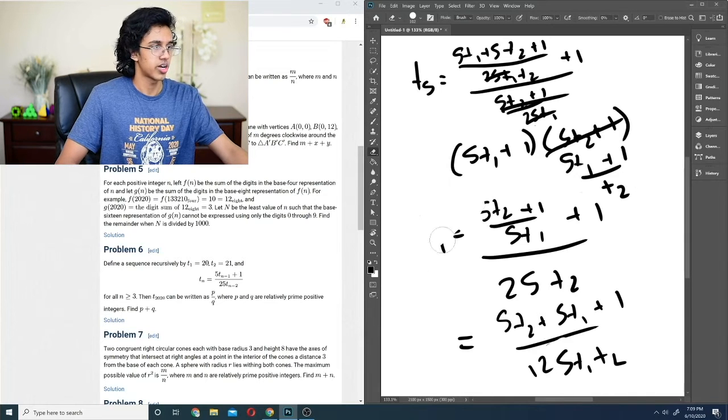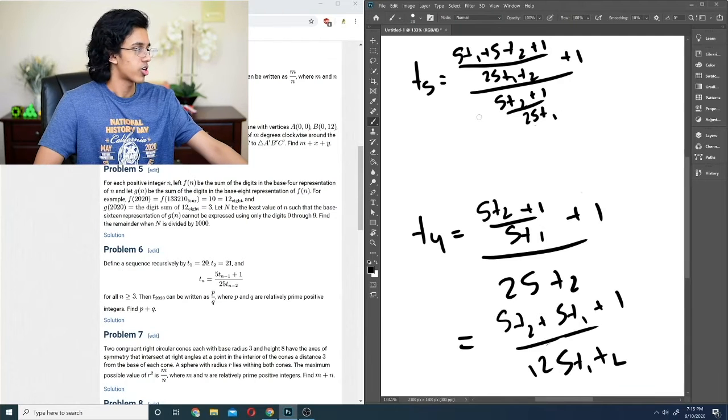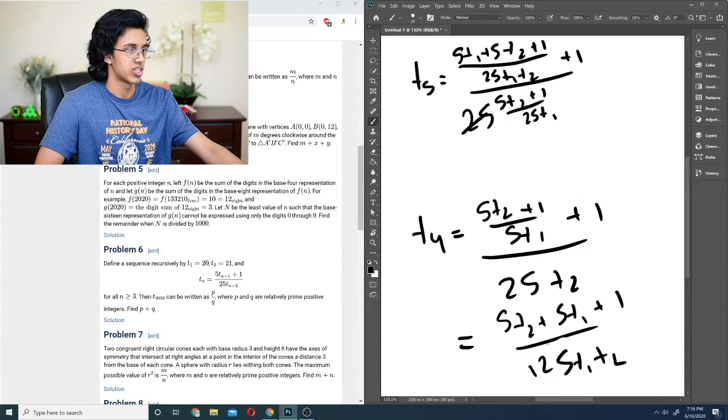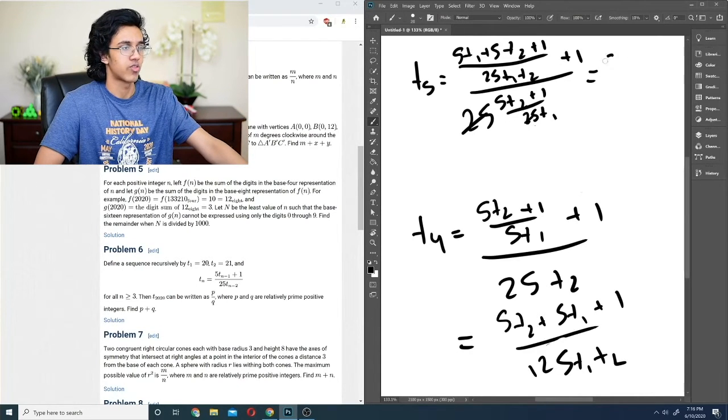So now let's try to get what T6 is. Oh, whoops, I messed up. Wait, hold up. Let's go back a bit. We forgot to multiply with the 25 right here. See, there's 25. So that makes this cancel out. So it's basically what we had, except we had to divide by another 25. So it's 5t1 plus 1 over 25t2.